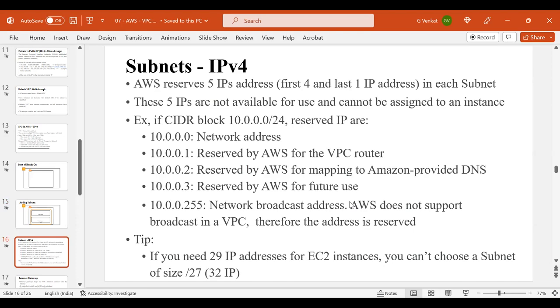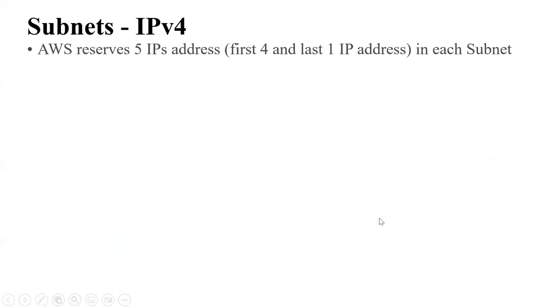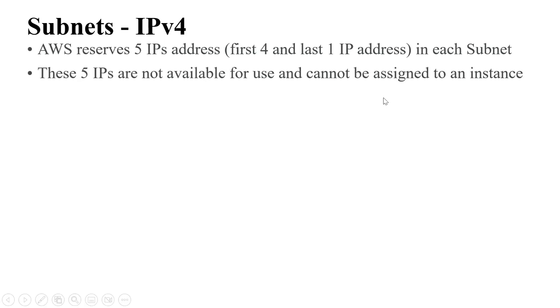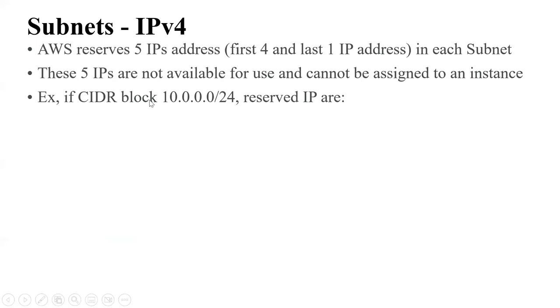From the subnets point of view, the concept is that whenever we create a subnet, AWS is going to reserve 5 IP addresses, the first four and the last one IP address in each subnet. To understand this, suppose the CIDR block is defined as 10.0.0.0/24 for the subnet.